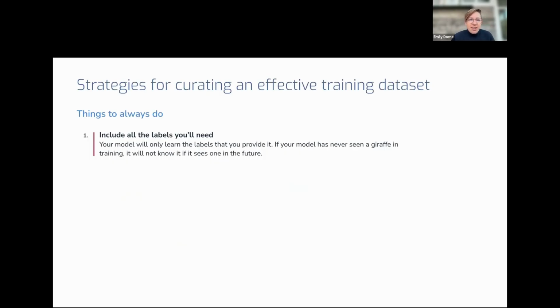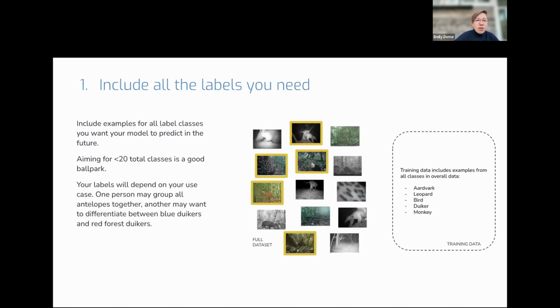So the first strategy here is including all the labels that you'll need. Your model is only going to learn the labels that you provide it. If your model has never seen a giraffe in training, it's not going to know it if you show it a giraffe in the future. So when we talk about including the label classes, we're talking about what are basically the outputs that you want your model to predict. Recommend aiming for 20 or under total classes is a good ballpark to start.